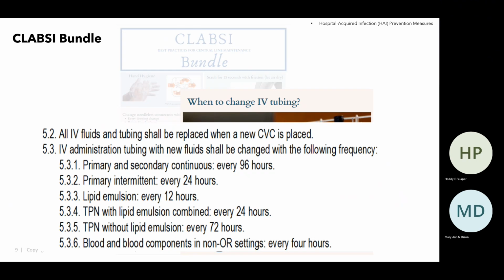For primary and secondary lines that are continuous, they're every 96 hours. Anytime you're disconnecting a line from the primary line, it's every 24 hours. Lipids are every 12. TPN with lipids is every 24 hours. TPN without lipids is every 72. And anytime blood components are used, it's only 4 hours.